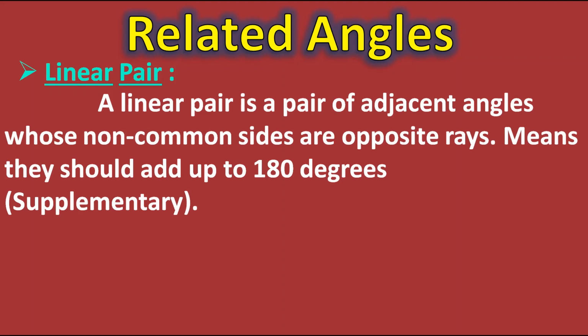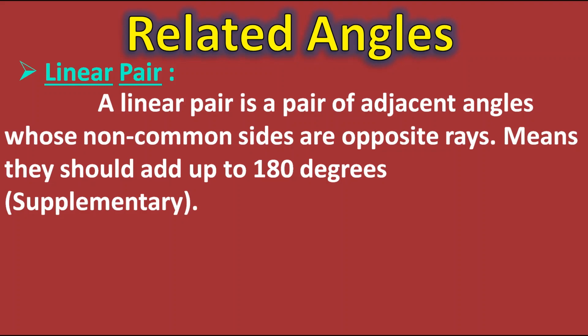Next comes linear pair. A linear pair is a pair of adjacent angles whose non-common sides are opposite rays. Means they should add up to 180 degrees, supplementary. Okay, means a linear pair is a pair of adjacent angles. Means those two angles must be adjacent angles. Means they should share a common vertex and common ray, and they should add up to 180 degree. Means they should be supplementary angles.